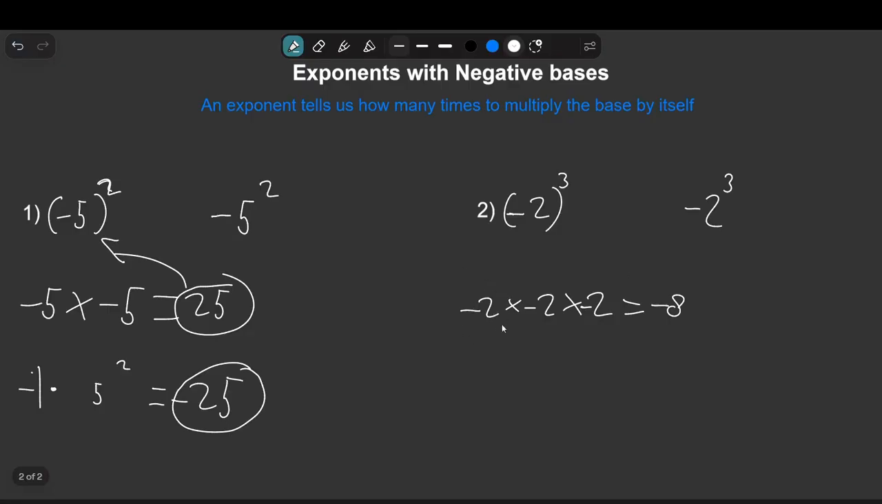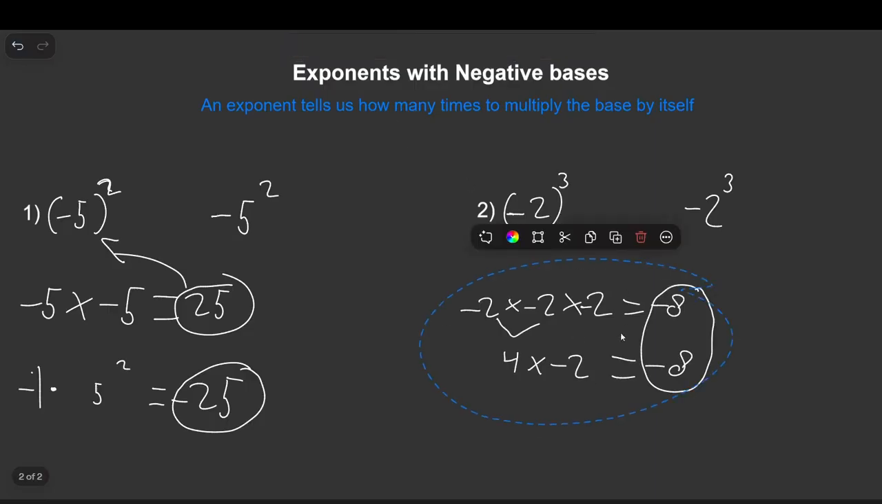If you do minus 2 times minus 2, you will get 4. But if you do 4 times minus 2, you will get minus 8. So for this one, it is a minus number, because we multiply it by itself 3 times instead of 2 times, and we did a positive times a negative number.